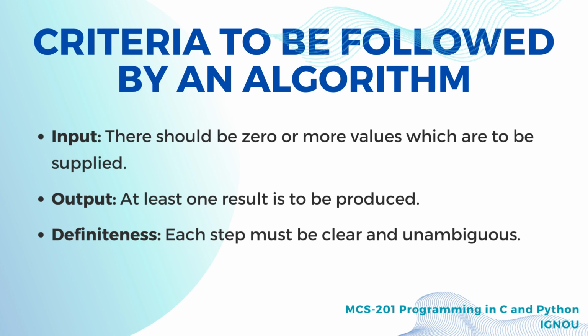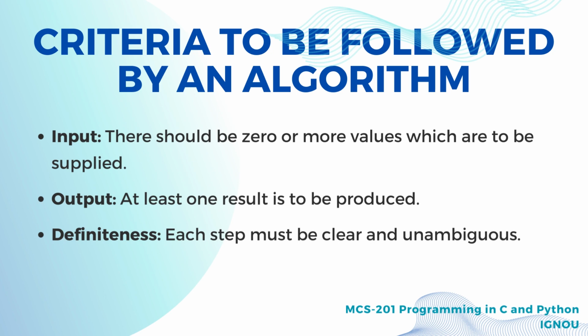Criteria to be followed by an algorithm. The following are the criteria to be followed by an algorithm. The first point is input. There should be zero or more values which are to be supplied. The next point is output. At least one result is to be produced.